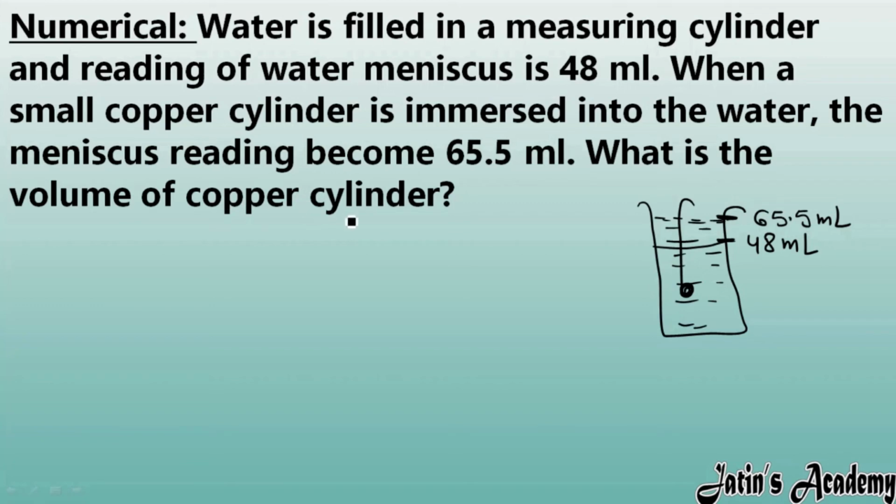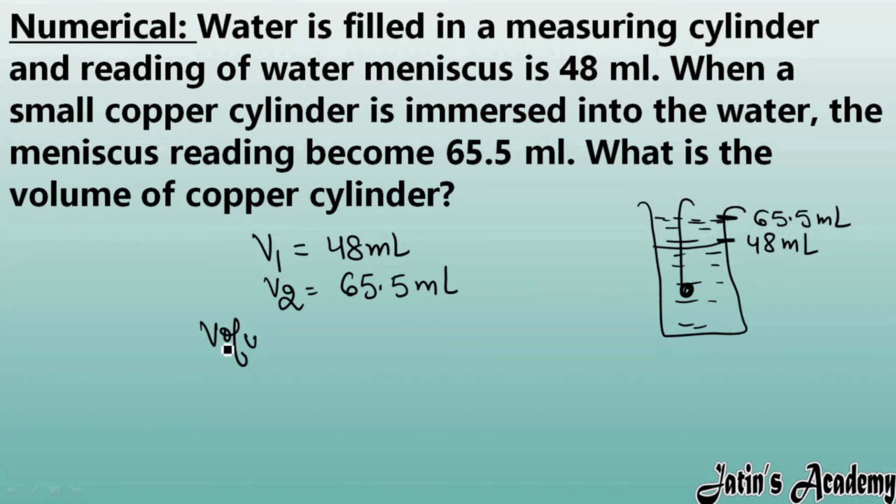Fine. So what is the volume of the copper cylinder? We have to find this volume. As I have just told, firstly we have to check the initial volume. Initial volume V1 is 48 ml. Then we have to check the final volume. Final volume V2 is 65.5 ml. So for measuring the volume of the copper cylinder, volume of copper cylinder is equal to V2 minus V1.